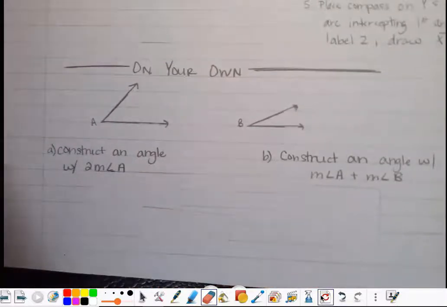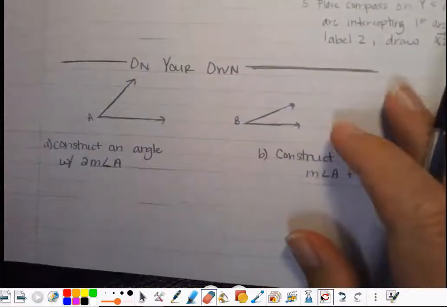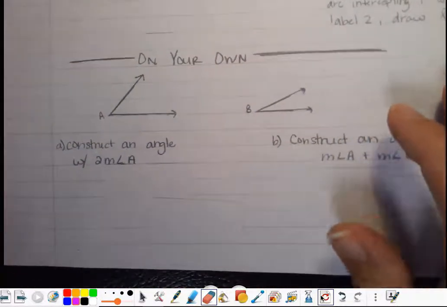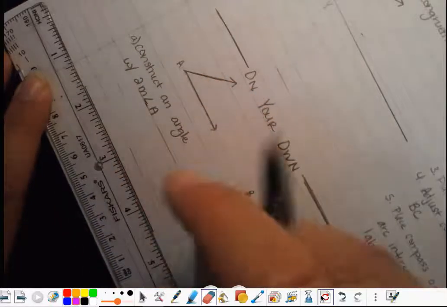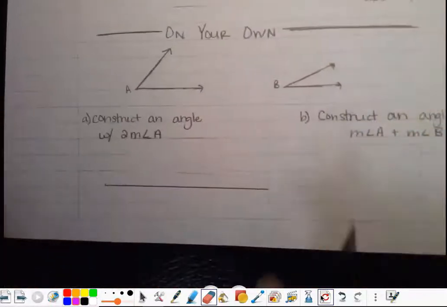All right, so let's walk through it. We just did one example. So how do we start constructing an angle? Make a line. All right, so I'm going to take my straight edge and I'm going to make a line. Okay, then what do I do?